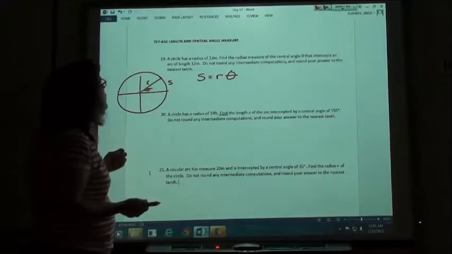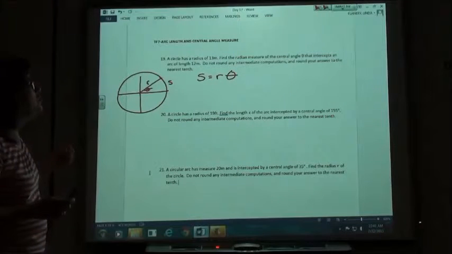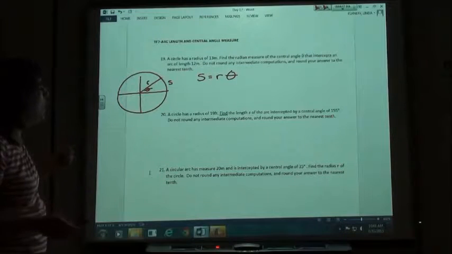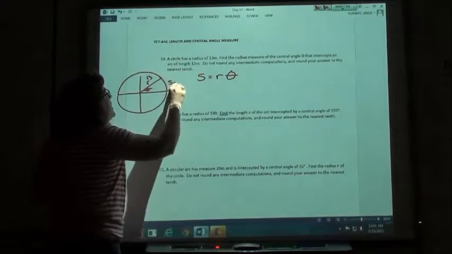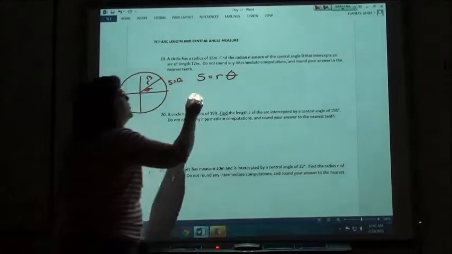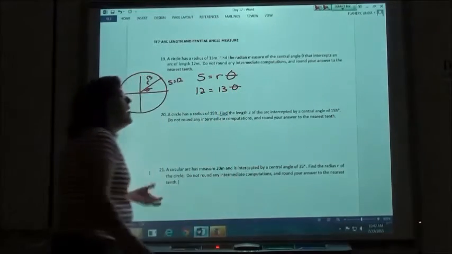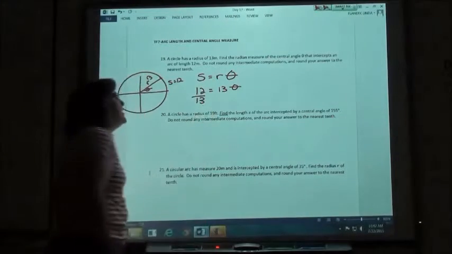In this case, we have a circle that has a radius of 13 meters. Find the radian measure of the central angle that intercepts the arc with a length of 12. So they're saying the radius is 13, the arc is 12, we want to find that angle. So 12 is going to be equal to 13 times theta, and of course in order to solve that, all we're going to do is divide.